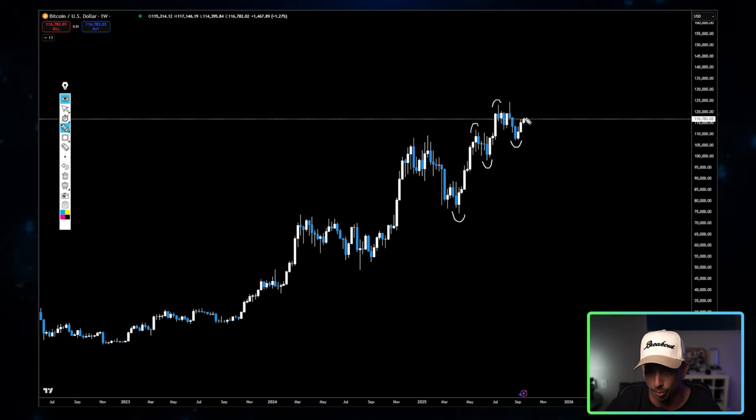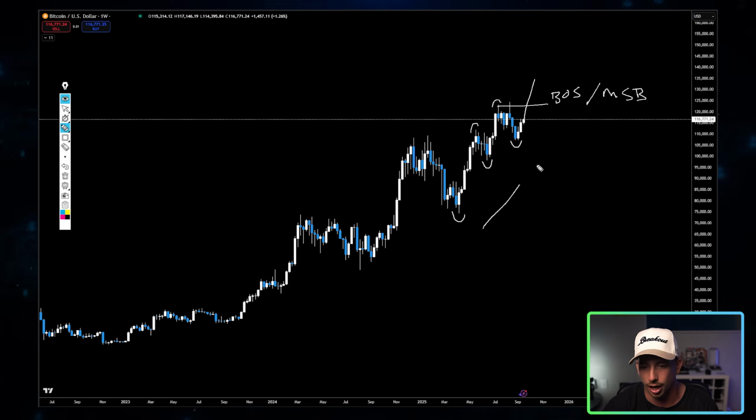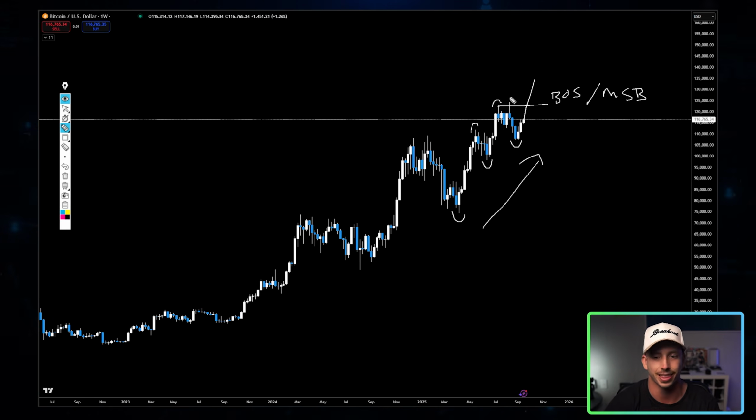So if price is able to push up above this swing high and make a fresh higher high, that will prove that we have continuation of this uptrend. And what this would be called here is a break of structure, or a BOS. Some people call this an MSB, but effectively it is continuation of the prevailing trend. So a BOS to the upside tells you that price is continuing in that uptrend.